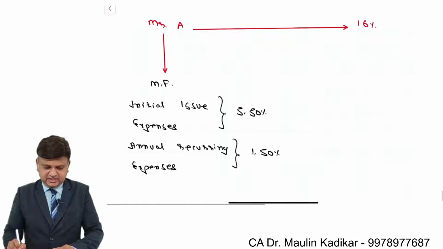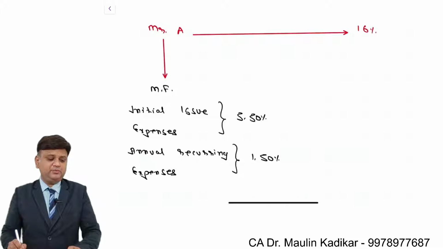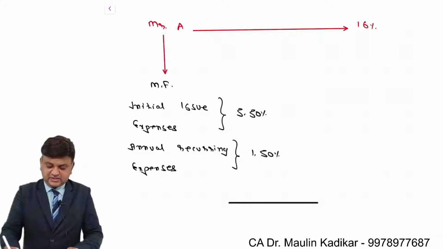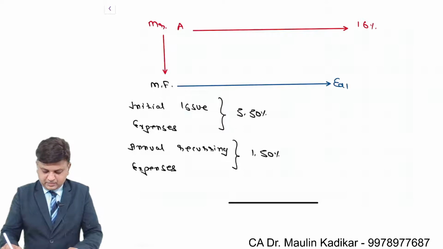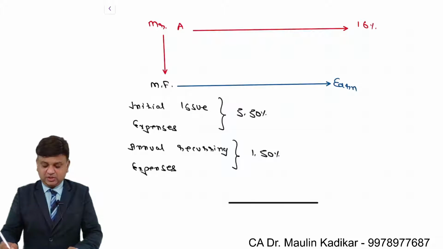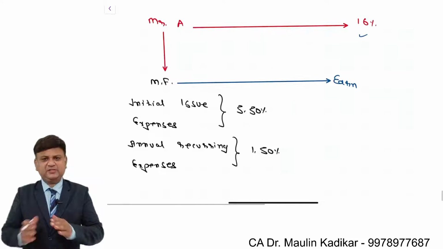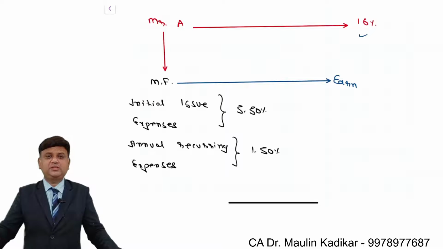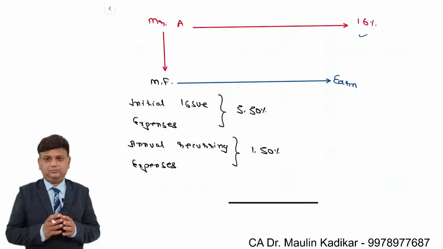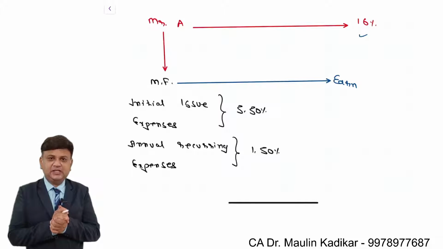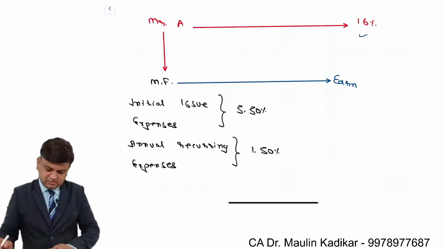You are required to answer how much should the mutual fund earn to provide Mr. A a return of 16%. So the question asks what is the rate at which the mutual fund should earn so that it is able to give a return of 16% to Mr. A. That is the question. I request you to make calculation of this and put your answer in the chat box. So let us have understanding of how to make the calculation of this answer.